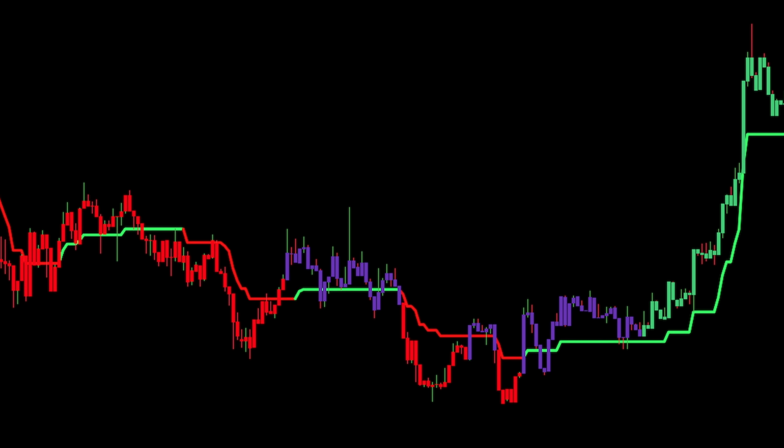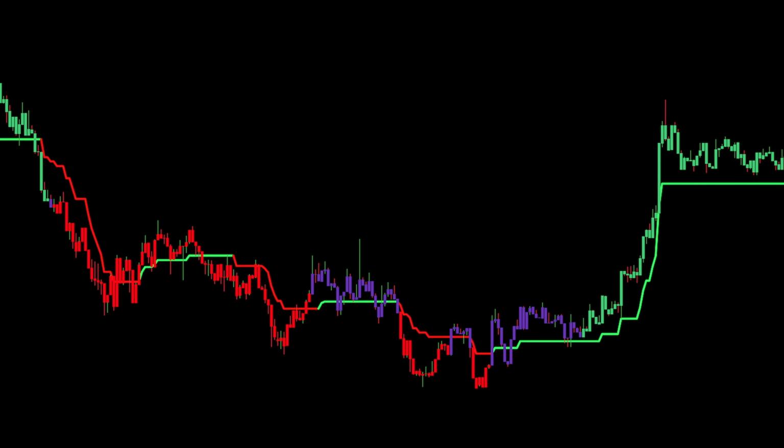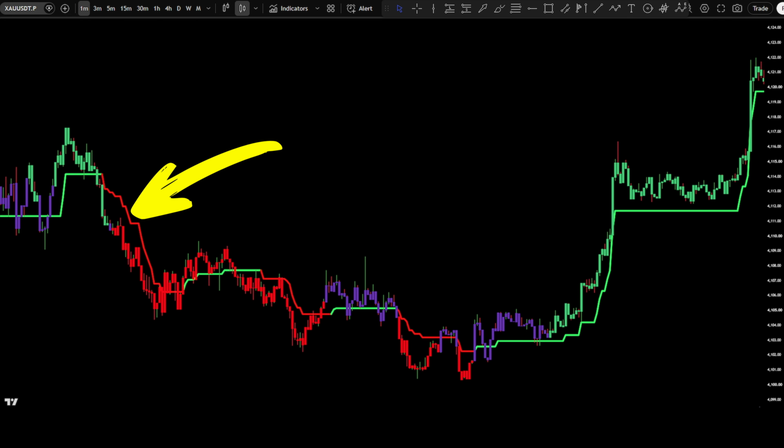Now, let's look at the trend catcher. The trend catcher is a responsive trend line designed to identify changes in market direction. When the trend catcher line is green, it indicates a bullish trend condition, and when it is red, it indicates a bearish trend condition.